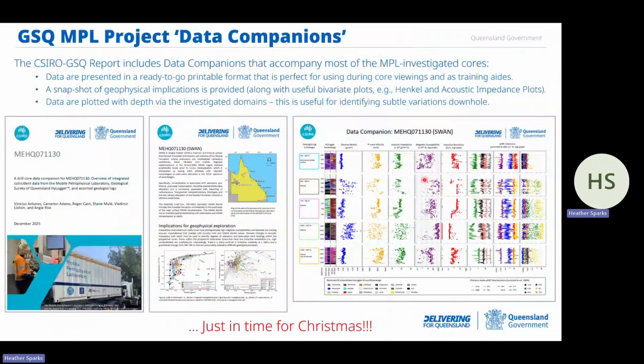All this and more can be found in an upcoming report by Cam from the CSIRO, which is currently under review. Following that publication, we'll be releasing data companions for each deposit hole to provide a ready-to-go document with the lithology, depths, spectral information, and physical properties plotted side by side. There'll also be a brief description of any geophysical implications in the data, and various plots, the angle and the acoustic impedance will be provided for each hole too.